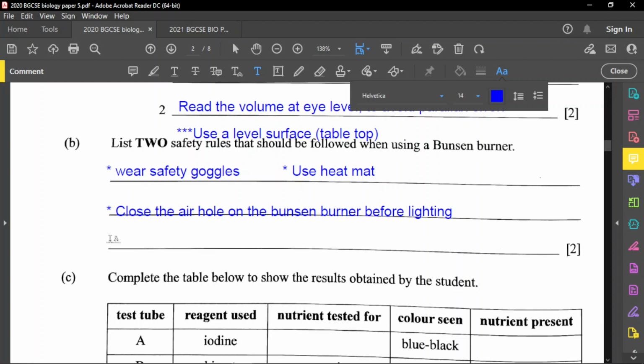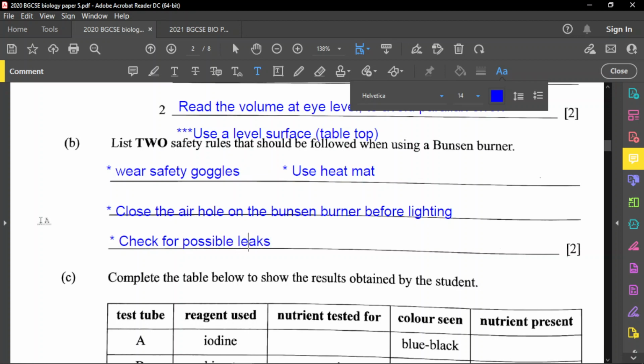What you can also do before you actually do the lighting process is to check for leaks. So turn on the gas line, and if you're hearing leaks, do not turn on the Bunsen burner. If you turn on the gas line with the Bunsen burner off and there is no leak, then you can go ahead and start using the Bunsen burner. So check for possible leaks. That's another safety thing you can do as well.